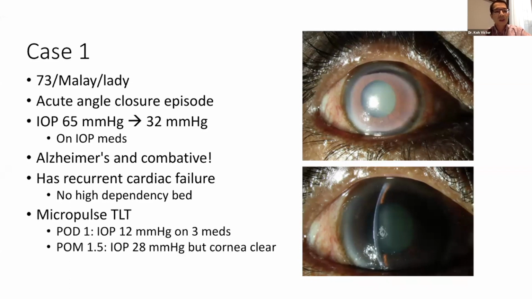I performed MicroPulse, and on day one, pressure dropped to 12. She's still on 3 medications, and finally, at week 3, the IOP is 28 millimeters mercury. The cornea is clearer. I went on to do phacoemulsification for her, and the pressure is now back to normal.